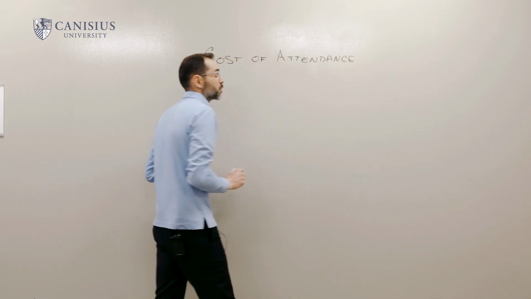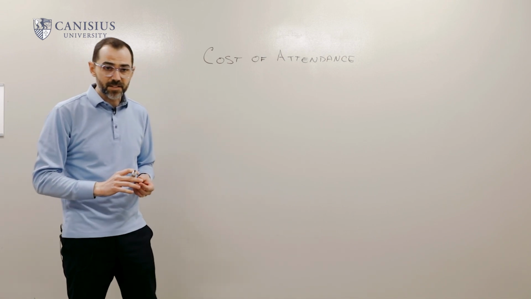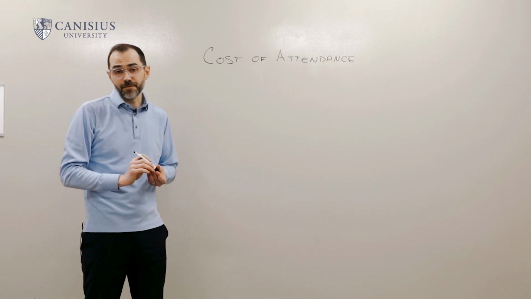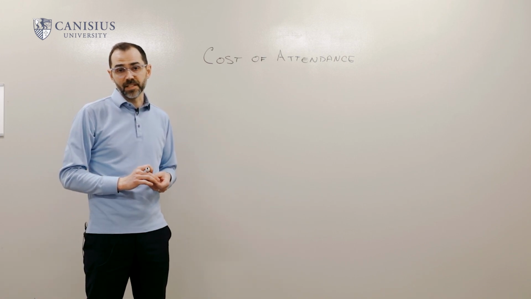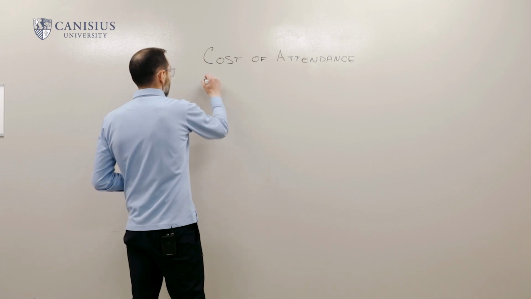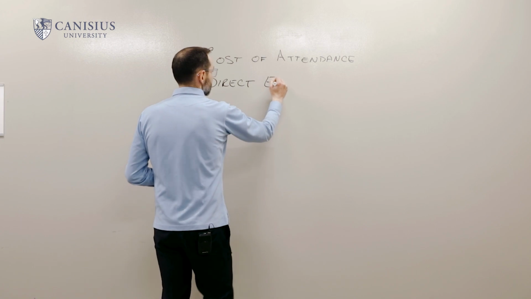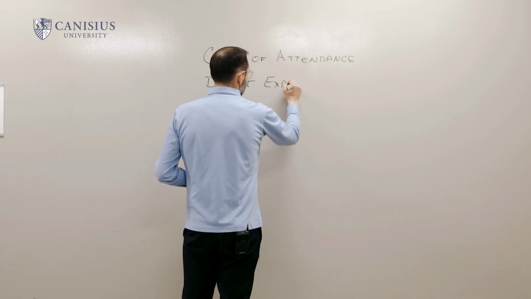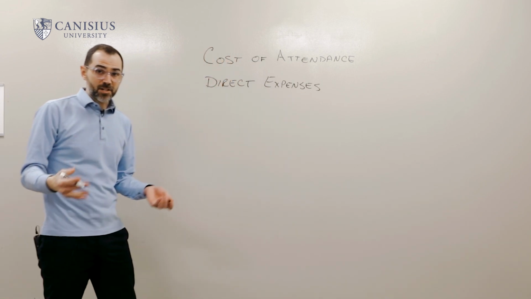So direct expenses are those things actually charged by the institution. For example, tuition and fees, and in some cases, housing and meals if you happen to be living on campus. So direct expenses are going to be the focus of the cost conversation. Direct expenses are what you're actually paying.